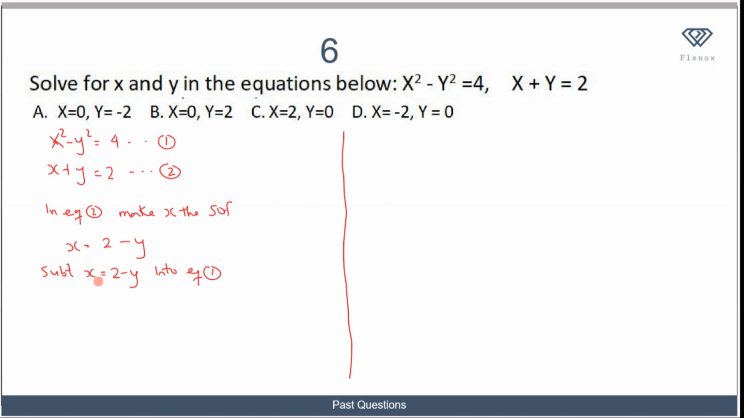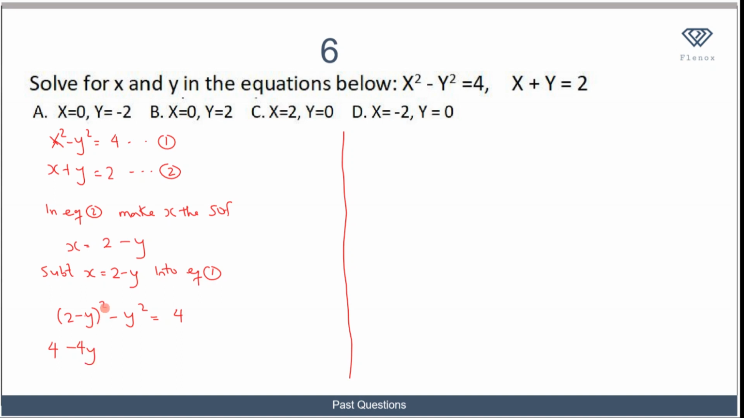When we do that, instead of having x squared, now we have (2 minus y) squared, then minus y squared is equal to 4. So we expand this, using the method I talked about. You just start by saying, what is 2 squared? 2 squared is 4. Then what is 2 times minus y times 2? 2 times minus y is minus 2y. Minus 2y times 2 is minus 4y.